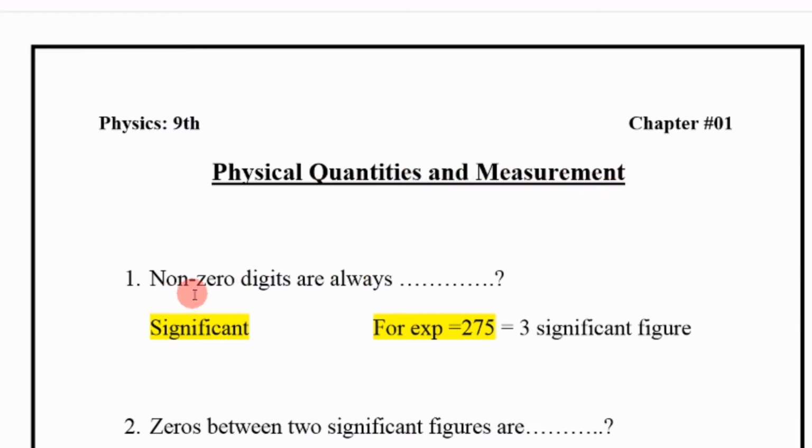First, non-zero digits are always significant. For example, in 275 there are three significant figures.